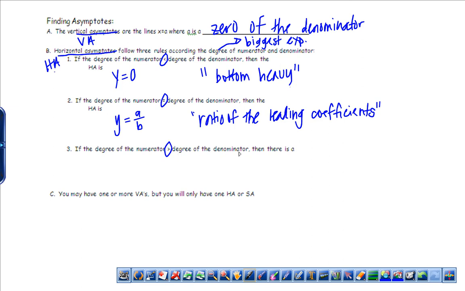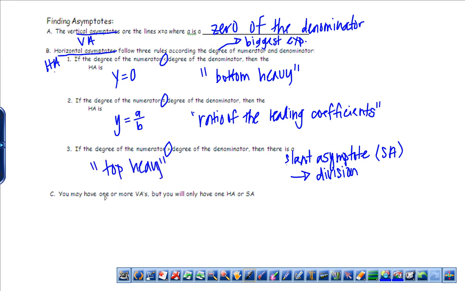Okay, for the third one, it says if the degree of the numerator is greater than the degree of the denominator, then there is a slant asymptote. We're calling that SA. We will have to do division. Most of the time, you're going to have to do long division, but sometimes we will be able to do synthetic. My little saying for this is that we are top heavy. It says you may have one or more vertical asymptotes, but you will only have one horizontal or a slant. You can't have both.